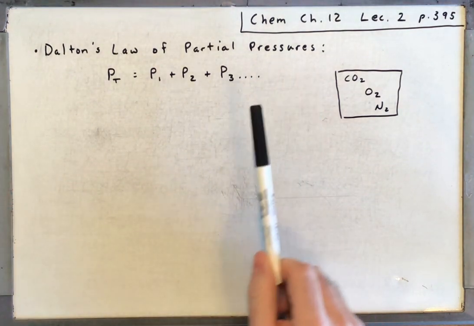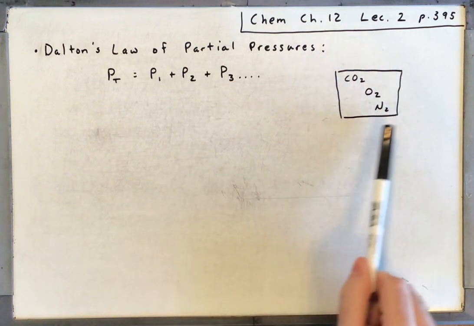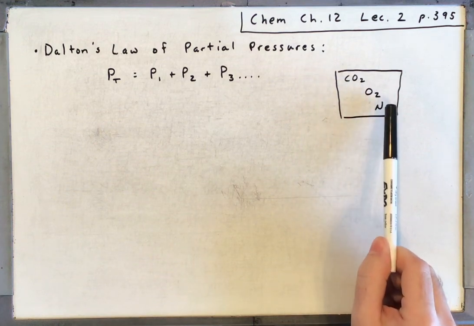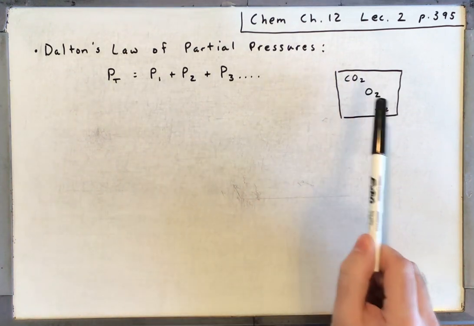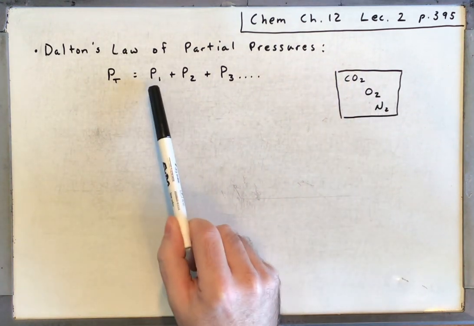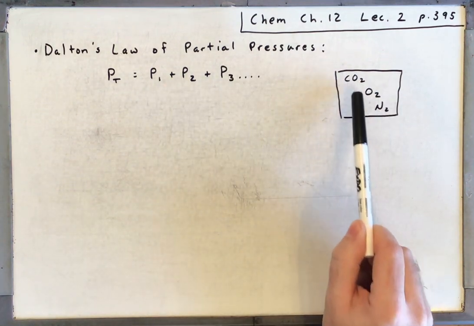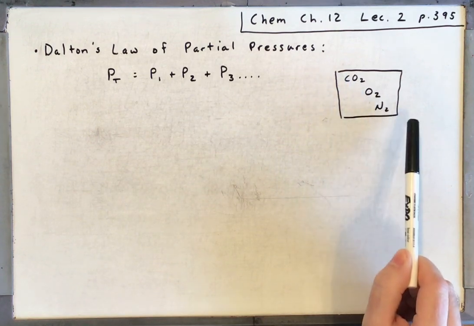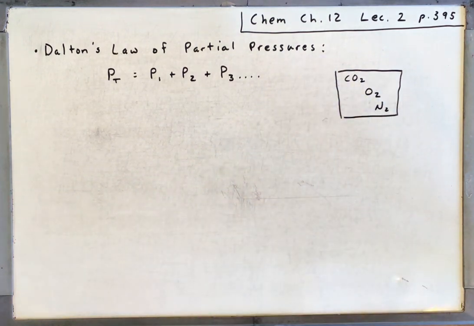Of course, Chapter 12, we're just talking about gases. If you have a container of gases, let's say in our particular example we have some CO2, some O2, some nitrogen, the total pressure in that container, you find that just by adding up the pressures of the individual gases. So in this container, we would add up the pressure of the CO2 plus the pressure of the O2 plus the pressure of the nitrogen, and we would get the total pressure in the container.